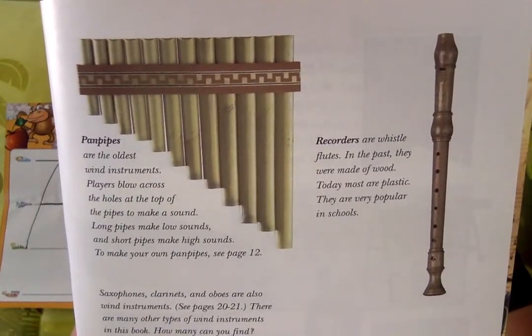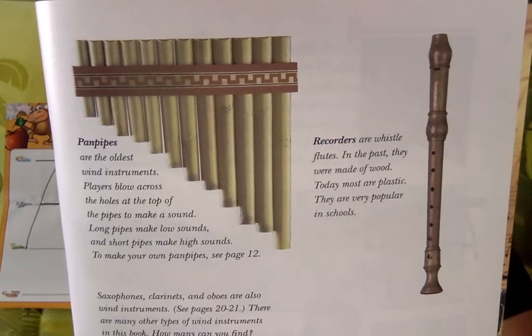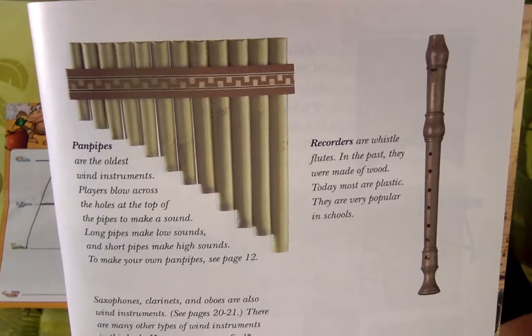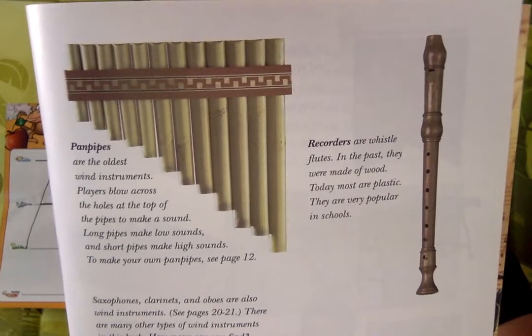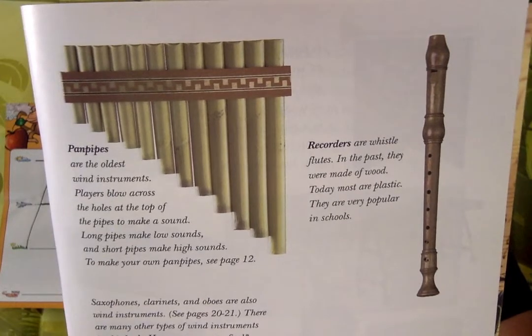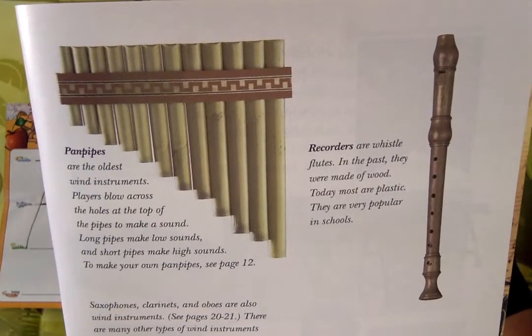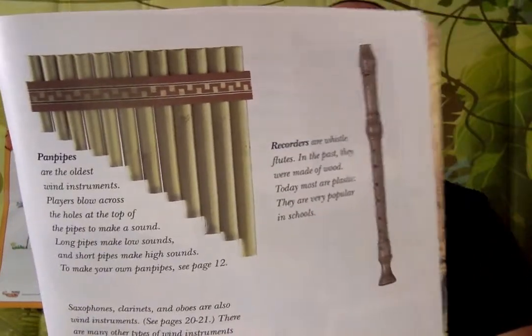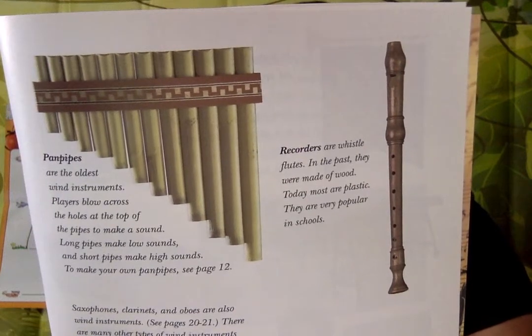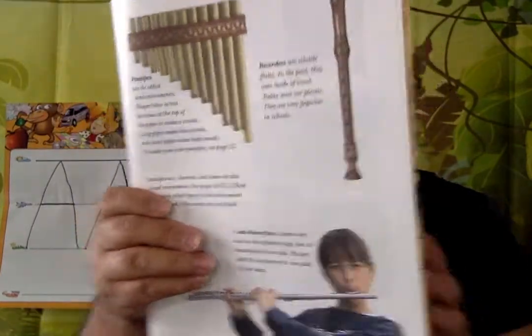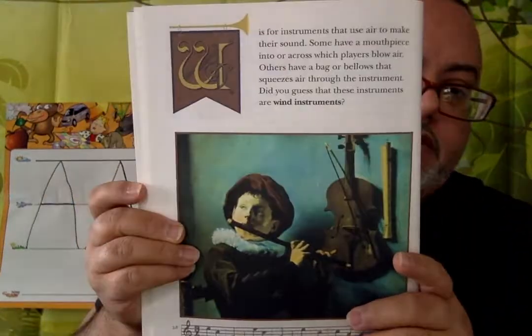W is for instruments that are used to make their sound. Some have a mouthpiece into or across which players blow air. Others have a bag or bellows that squeezes its air through the instruments. Did you guess that these instruments are wind instruments? And we have them in different pictures in the classroom if you want to look at them.